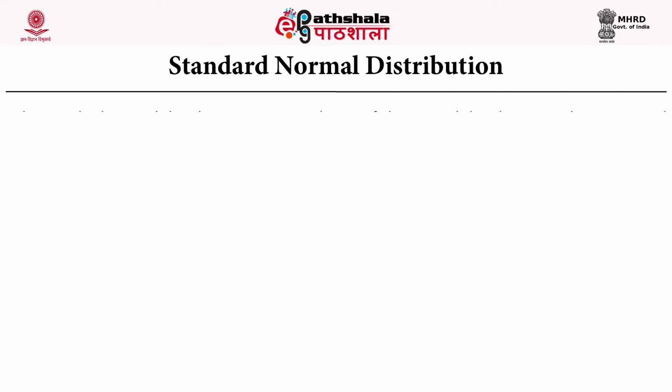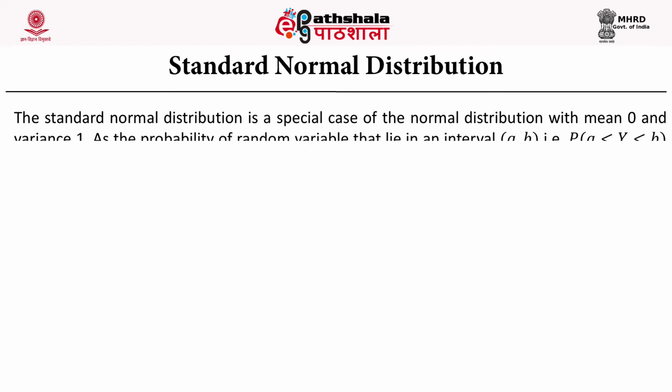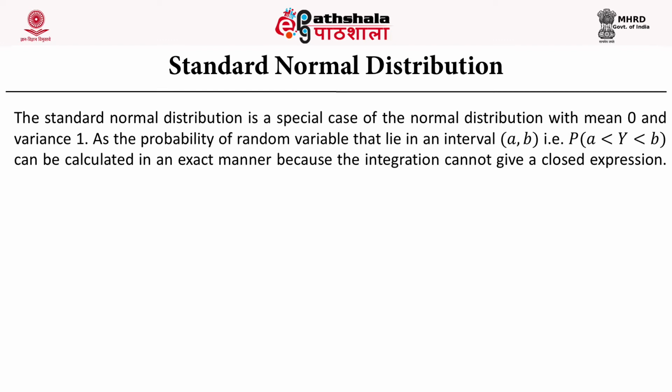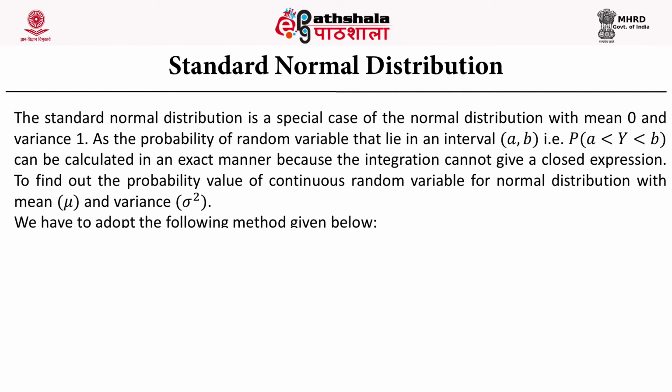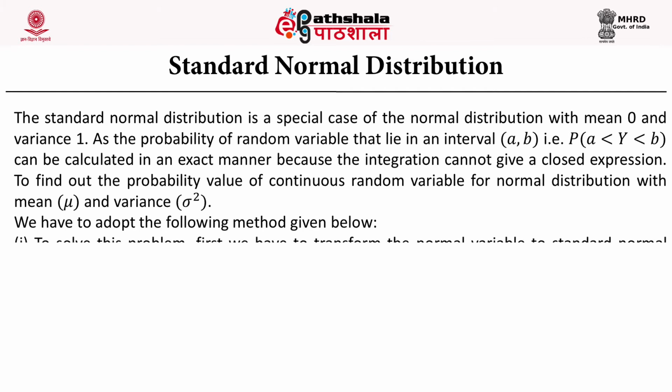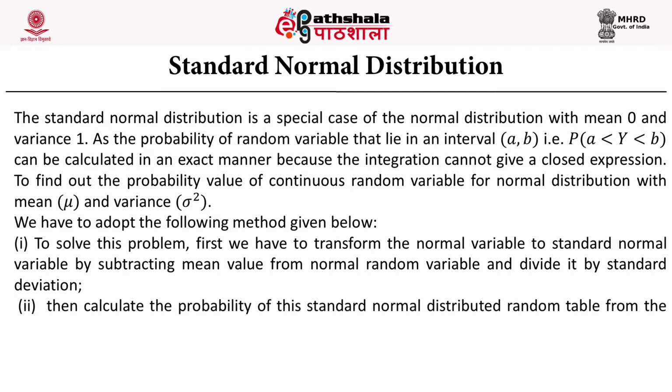So we have another distribution, the standard normal distribution. The standard normal distribution is a special case of the normal distribution with mean equal to 0 and variance equal to 1. The probability that a random variable lies in an interval AB, that is the probability of a less than y less than b, cannot be calculated in an exact manner, because the integration cannot give a closed expression. To find the probability value of a continuous random variable for a normal distribution with mean mu and variance sigma square, we have to adopt the following method given below.